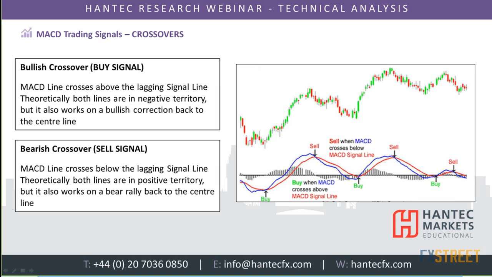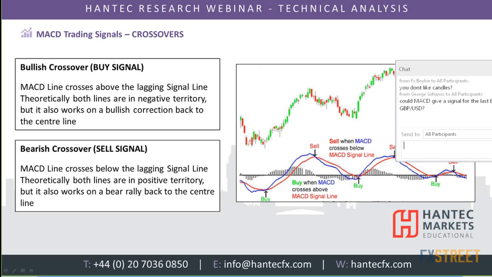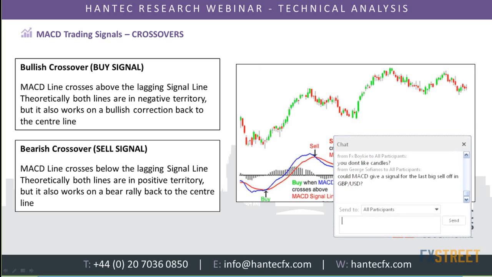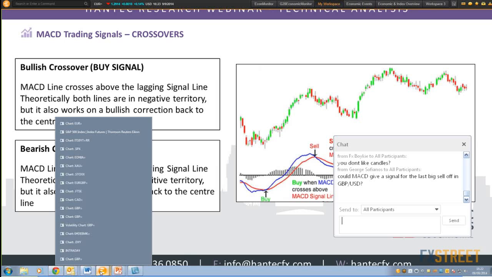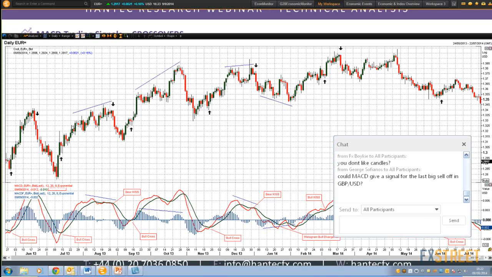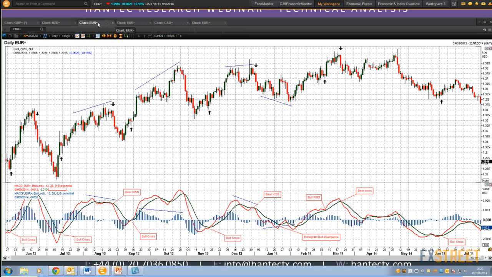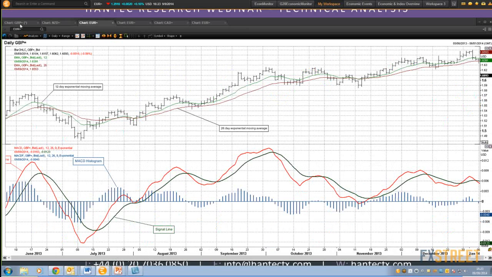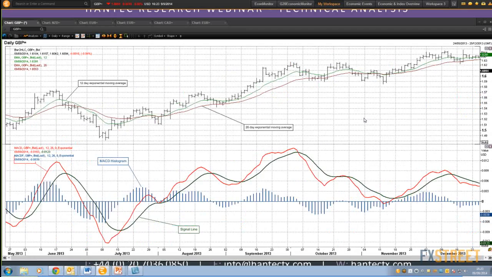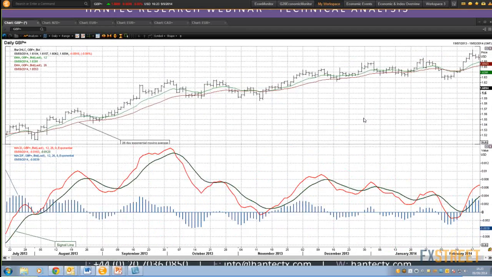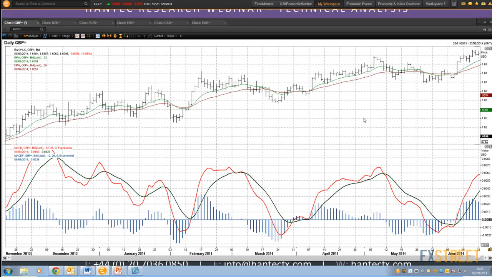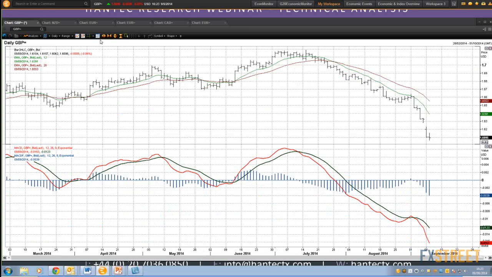Okay, I've just got a question here. Could the Macd give a signal for the last big sell-off in the sterling dollar? Okay, well, why don't we have a look? It is sort of part of my analysis anyway, but why not take a look now? I could imagine it probably would have done. There you go. There's your crossover.